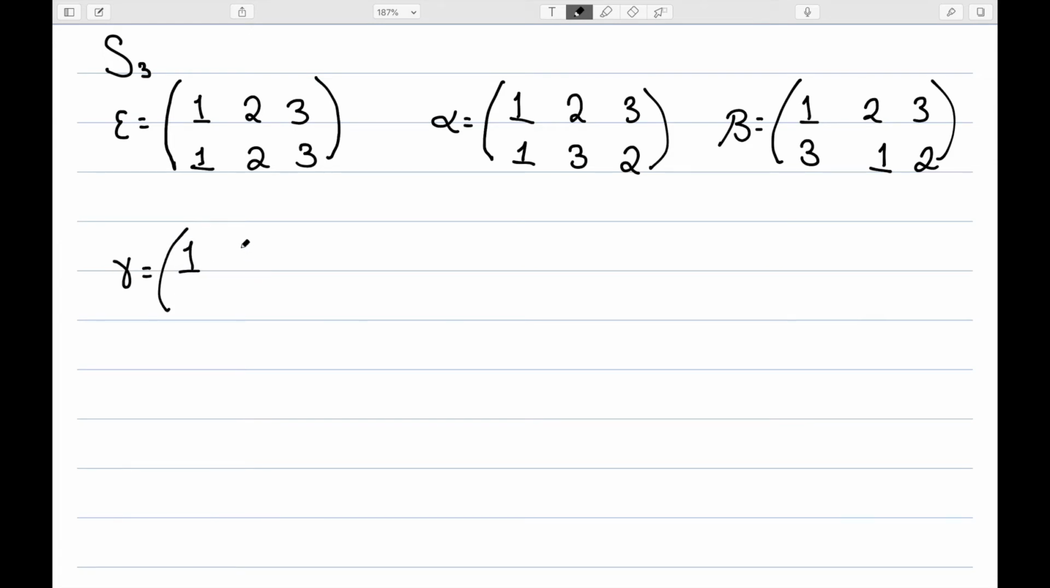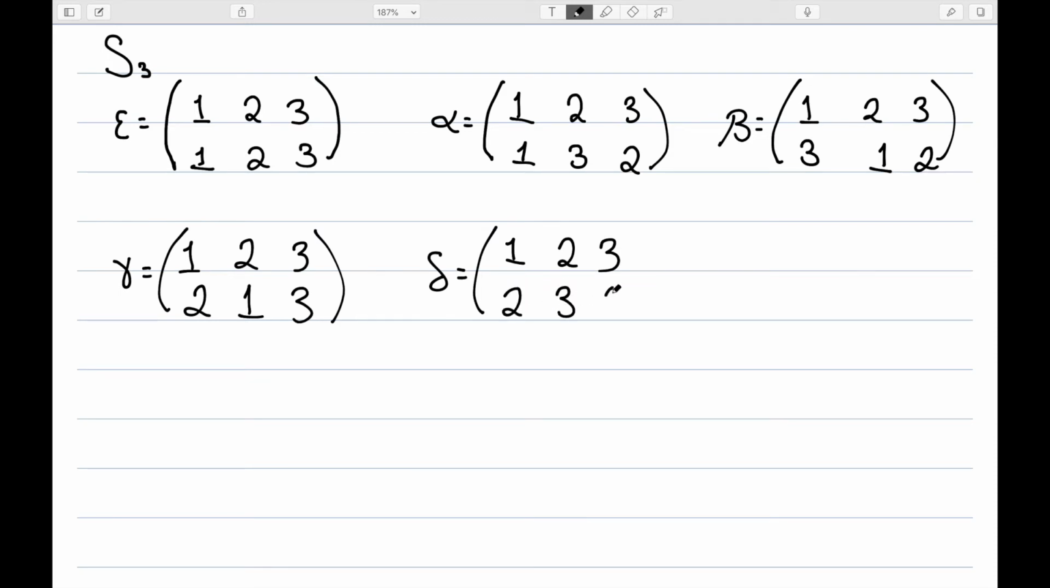Gamma maps 1, 2, 3 to 2, 1, 3. Delta maps 1, 2, 3 to 2, 3, 1. And finally, kappa will map 1, 2, 3 to 3, 2, 1. So this is all of the ways to rearrange 3 elements.